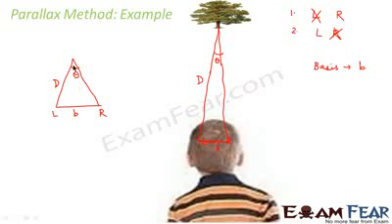Now, we know that this d is very greater than this small b. The distance between the two eyes is very small when compared to the distance of the tree from Ronnie. That means this b is very less than d. So, we can say that b by d is very less than 1. So, we can say that the angle theta which is subtended here is an extremely small angle.